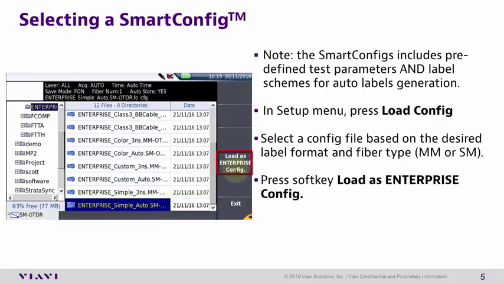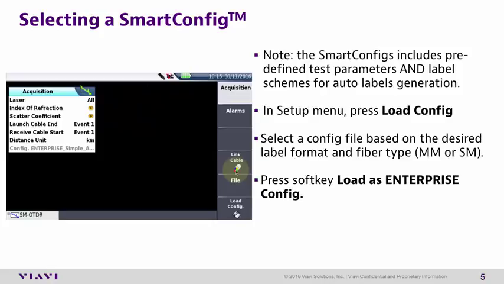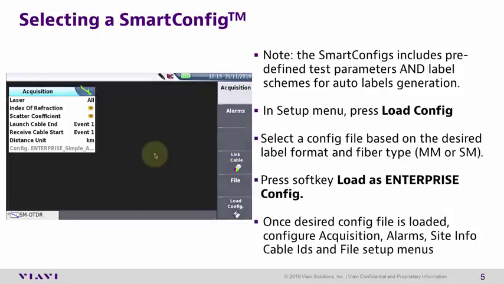Press the soft key Load as Enterprise Config. Once your smart configuration is loaded, you'll be returned to the setup menu. From here, you'll be able to change additional settings.